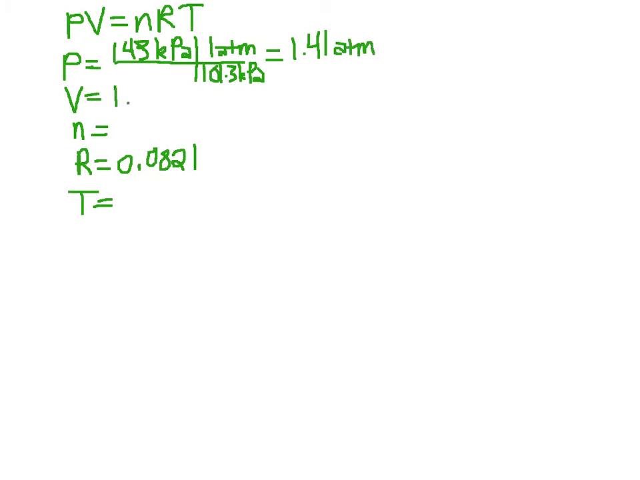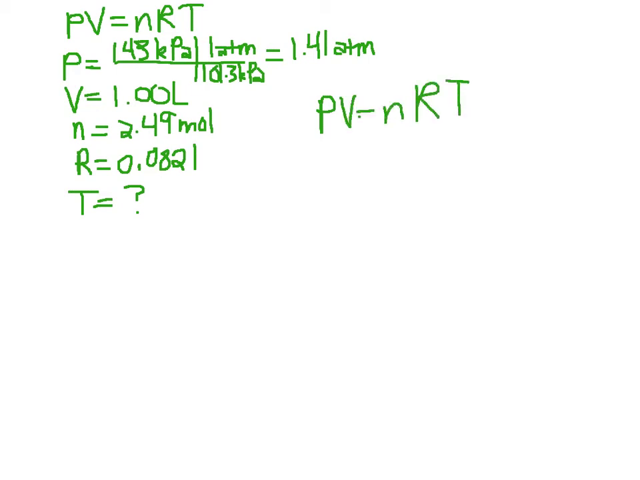Our volume is given to us in the problem as 1 liter. Our number of moles is given to us as 2.49 moles. And what we're finding in this problem is temperature. So here's our equation again, and what I like to do and what I recommend is isolate your variable that you're solving for before you plug in the numbers.